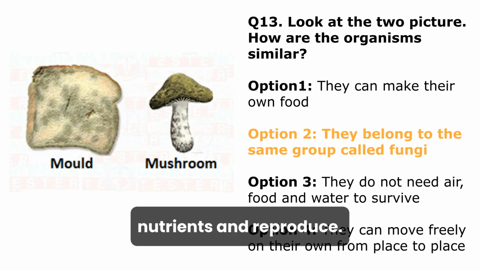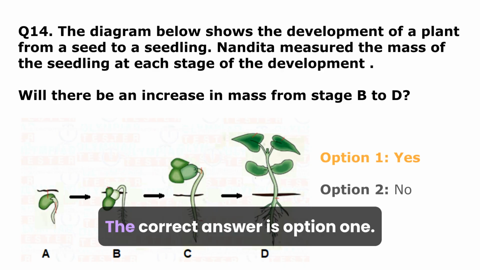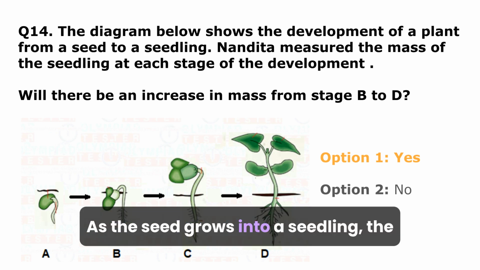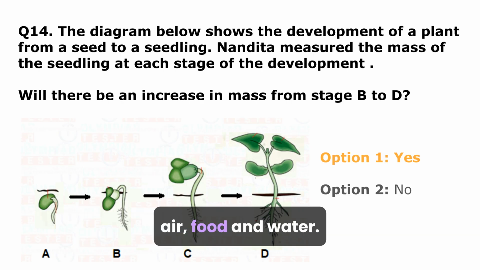The diagram below shows the development of a plant from a seed to a seedling. Nandita measured the mass of the seedling at each stage of the development. Will there be an increase in mass from stage B to D? The correct answer is option 1. As the seed grows into a seedling, the mass would increase as it takes in more air, food, and water.